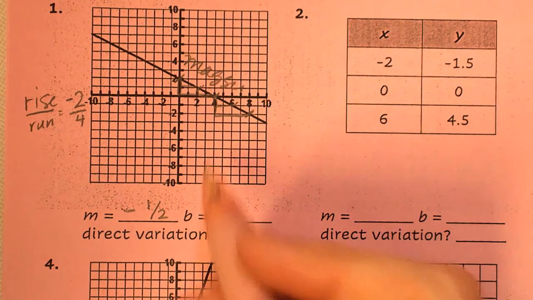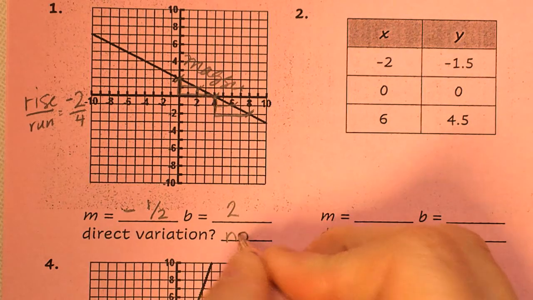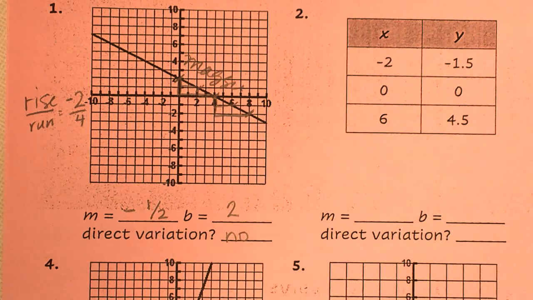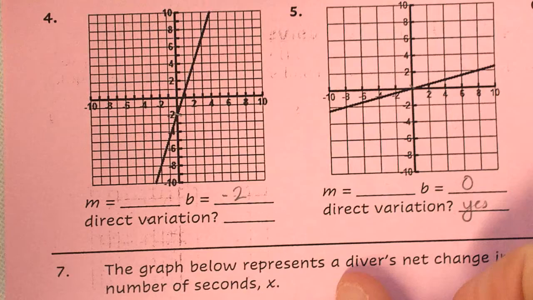Okay? Because this does not go through the origin, it is not direct variation. Okay? Let's look down here at the next graph.